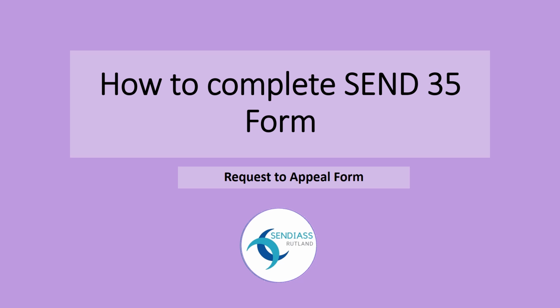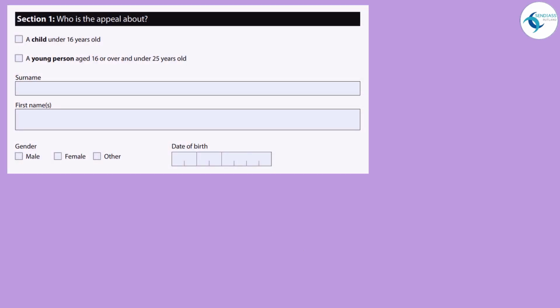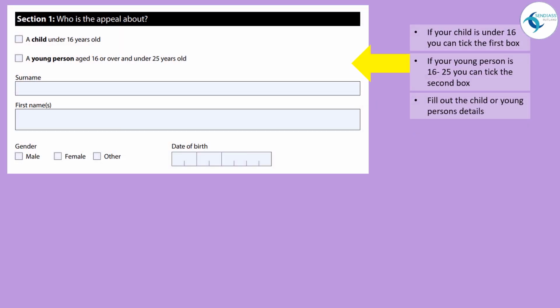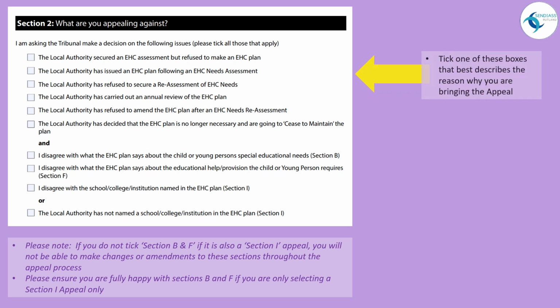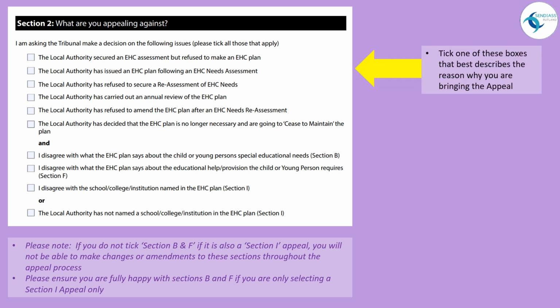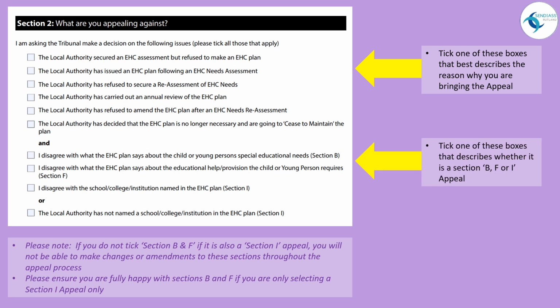Section 1. Who is the appeal about? Here you need to complete the child or young person's details. Section 2. What are you appealing against? Tick the box that best describes the reason why you are bringing the appeal. If you are appealing Section B, Educational Needs, you may also need to tick Section F, Educational Provision, and vice versa, as these two sections are linked.